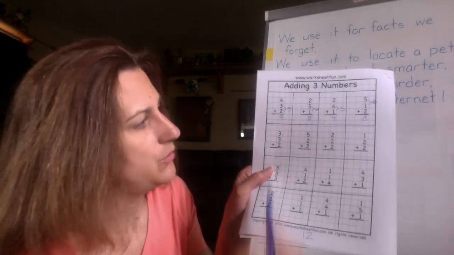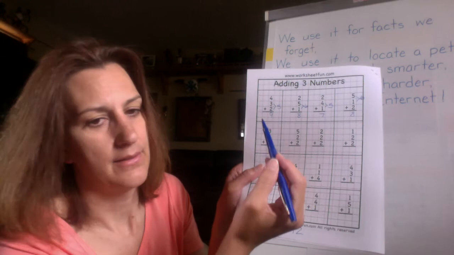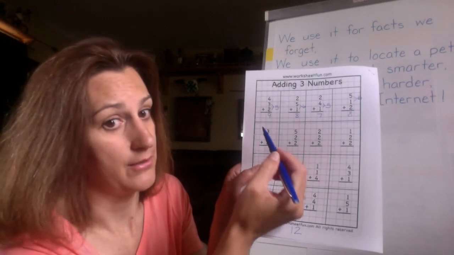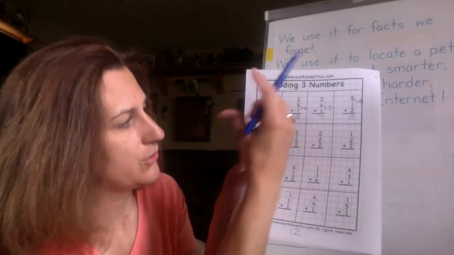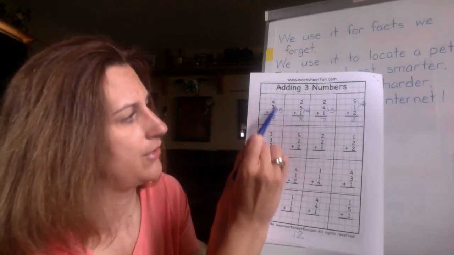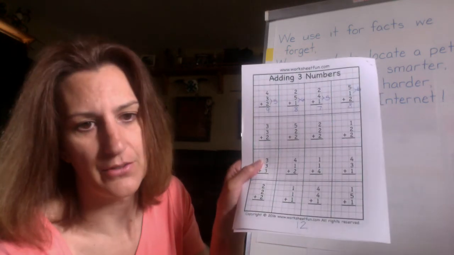Okay, so I do want to see the little, I call it the little greater than or less than sign, I don't know, but it's the little mark that shows me to bracket those two together, the two you added together first, and then adding on that third number.